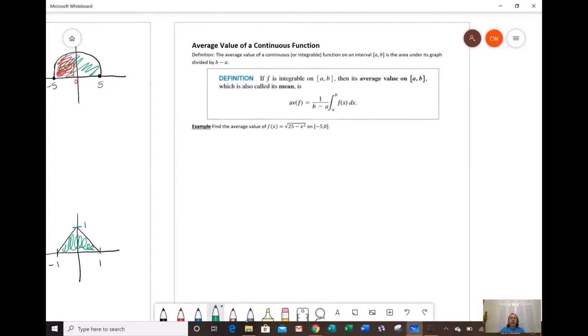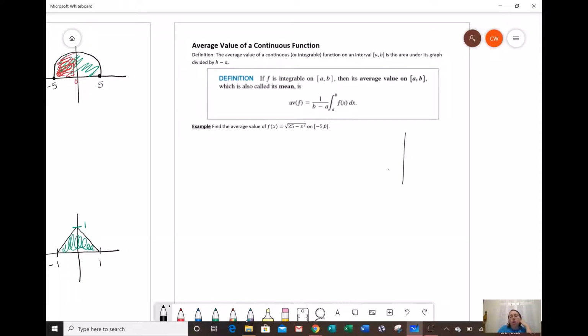All right, average value of a continuous function. This is the last topic for this section, and this is actually really cool. So, definition: the average value of a continuous or integrable function on an interval from a to b is the area under its graph divided by b minus a.